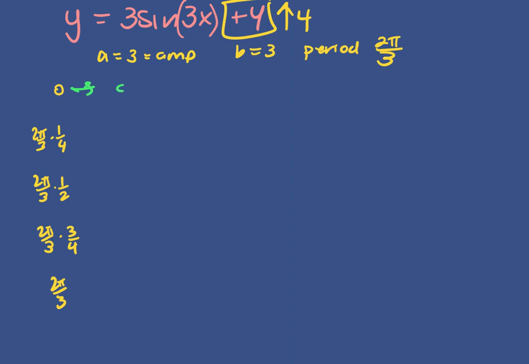This stays a 0. This would be pi over 6, pi over 3, pi over 2, and the last one stays as 2 pi over 3.